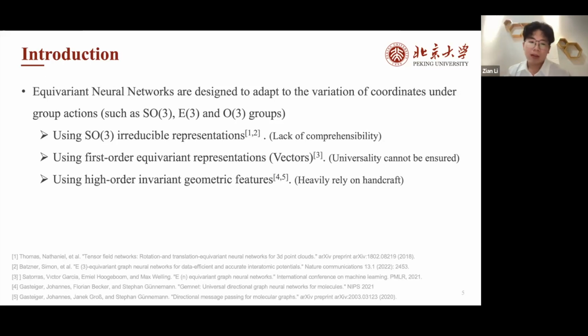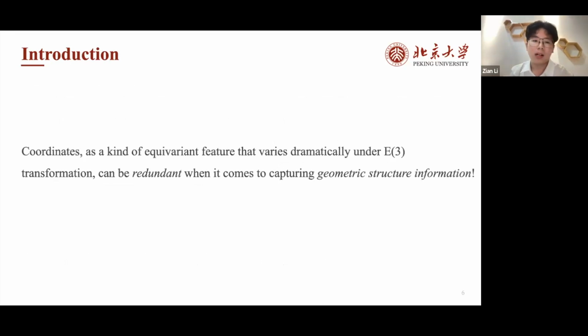Finally, there are other models that use high-order invariant geometric features, for example DimeNet and GemNet. These models design and incorporate high-order geometric information into their message passing framework. For example, DimeNet uses angle information, and GemNet uses dihedral angle information. However, these models heavily rely on handcrafted design, and they can be inflexible when dealing with different real-world tasks.